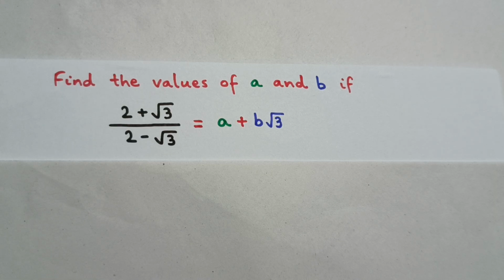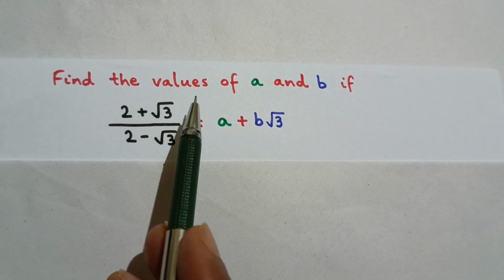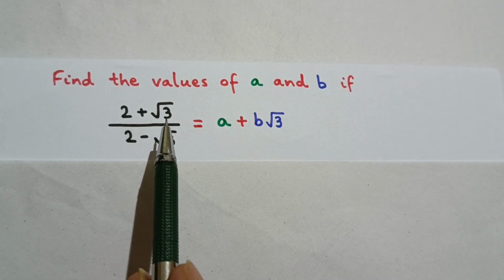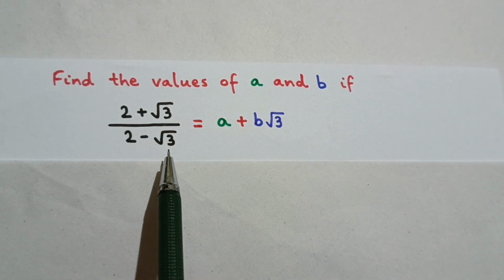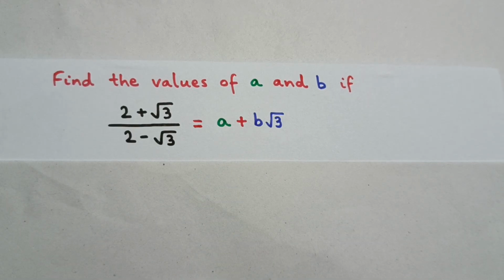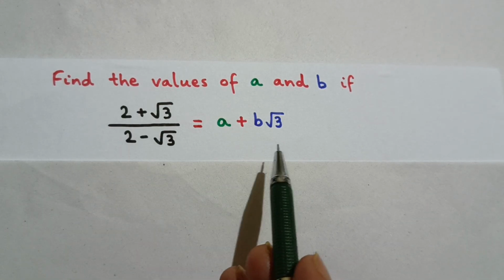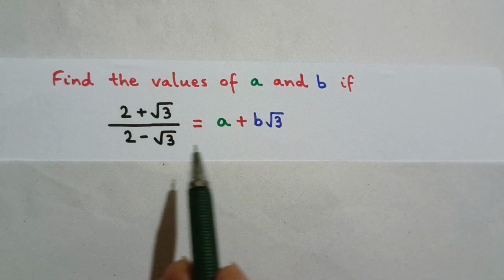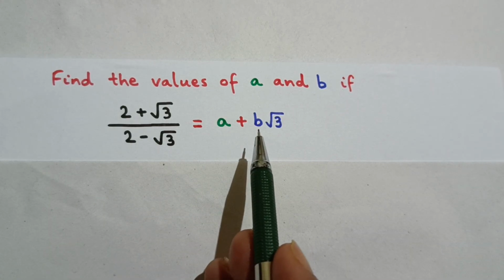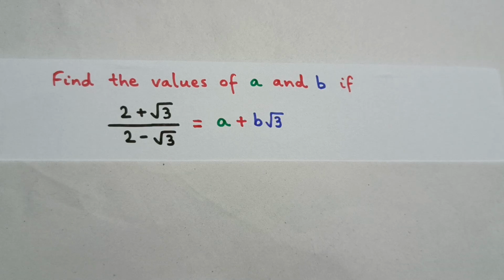So here the question says, find the values of a and b if (2 plus square root of 3) upon (2 minus square root of 3) is equal to a plus b square root of 3. So we have been given this equation, and from this equation we have to find what is the value of a and what is the value of b. So let us start solving this question.